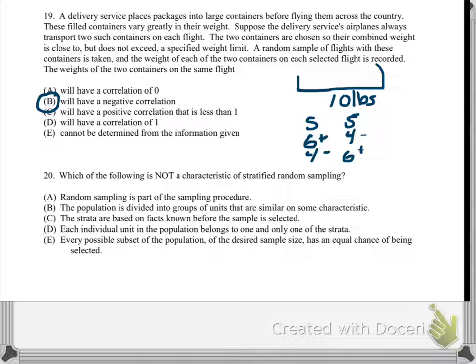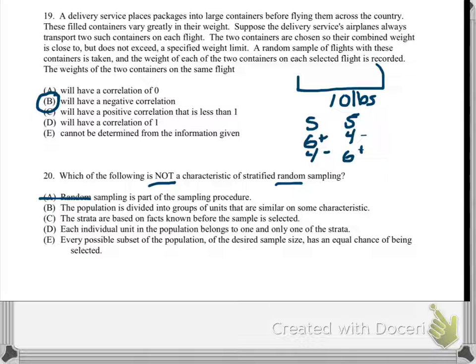Okay, let's talk about stratified, and this one has the word not. So let's think about this first. What is stratified sampling? Okay, so this is if I wanted to see if people are working out, and so I might have males and females. It's like what blocking is to design, stratified is to sampling. Okay, random sampling is part of the sampling procedure. Well, that's it, because once you have them in the two groups, then you pick the people randomly. So A is not true.